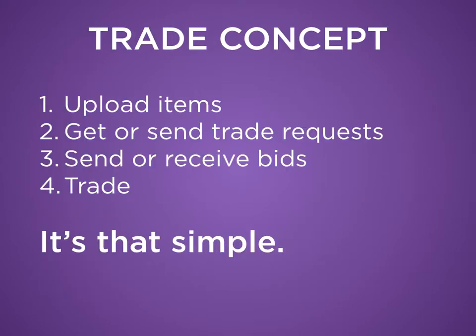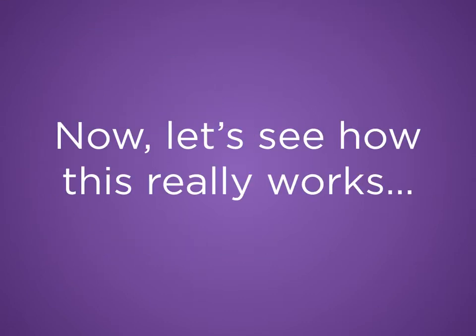So here's the basic concept. You put things you want to get rid of in your marketplace. Other users around you browse through the bazaar and send you a trade request if they want something you have. You can then go on to choose what you would want in return from their marketplace. And then you trade. It's that simple. Now let's see how this really works.